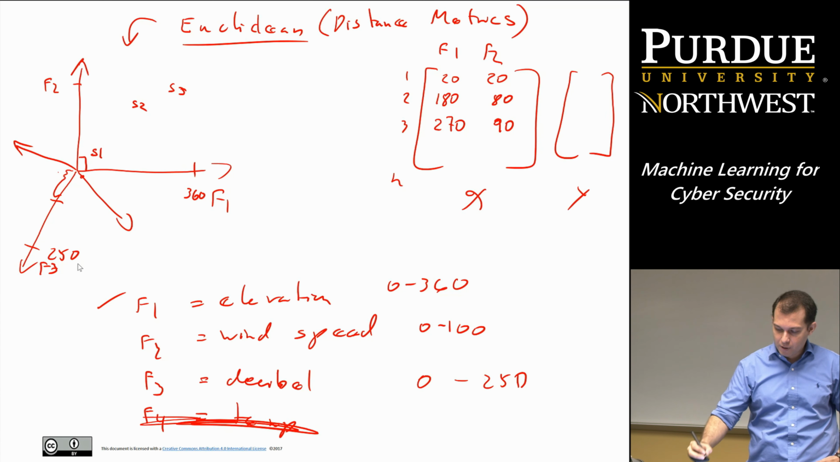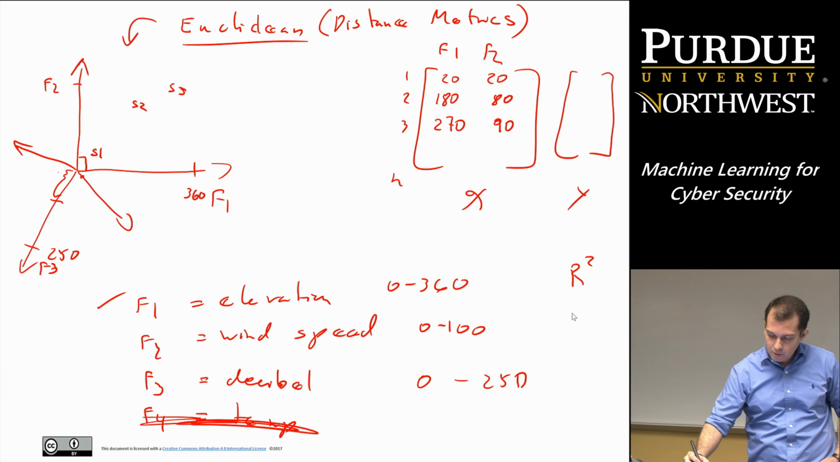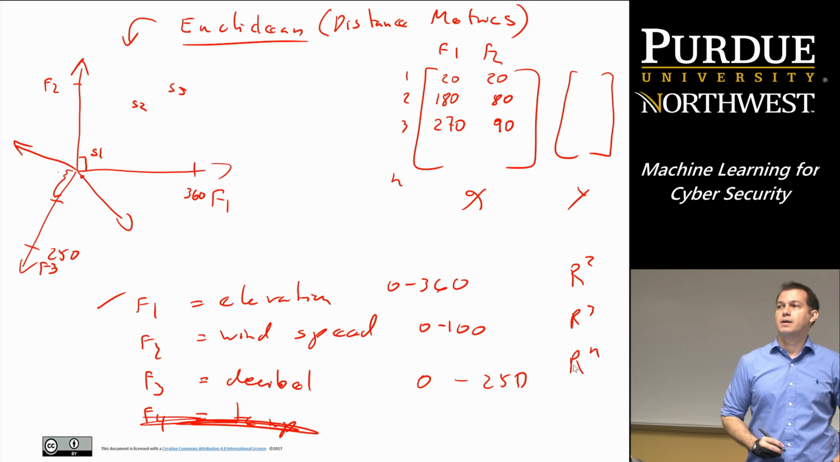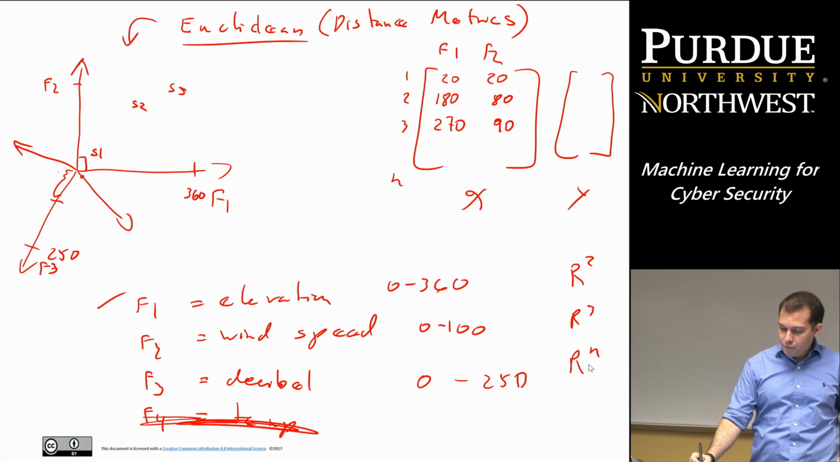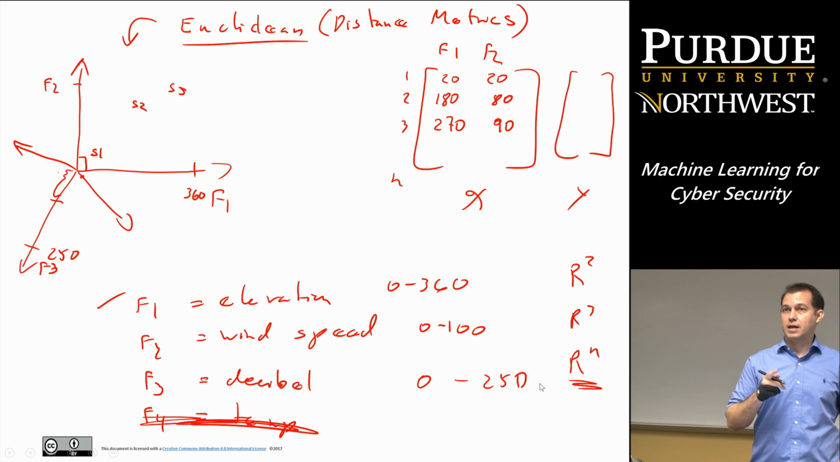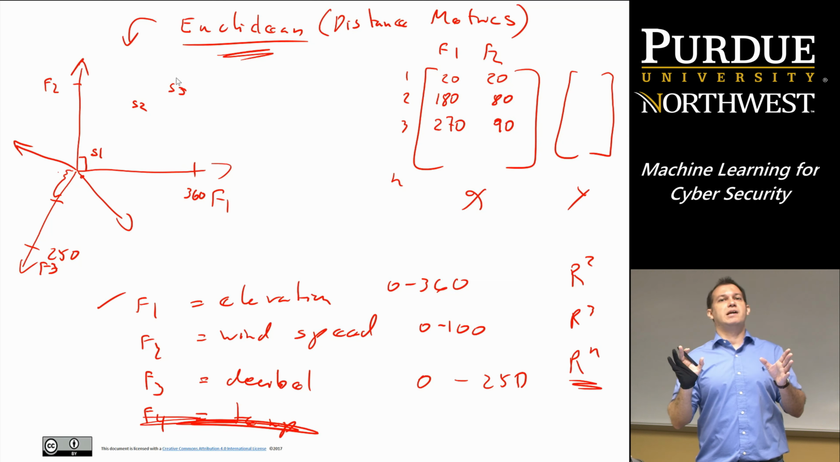So you go from R2, R3 to Rn. And although you can't view this Rn, the important thing to always remember is that the math still holds. Euclidean distance, for instance, still holds, and so on. All right? So hopefully that makes sense, right?